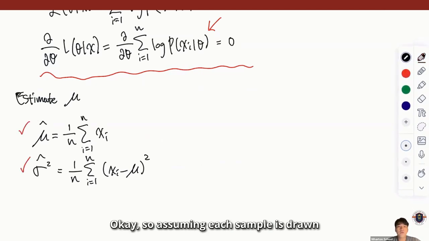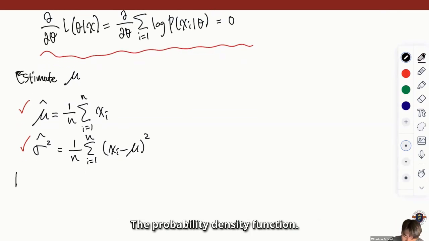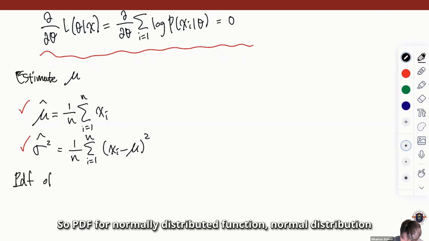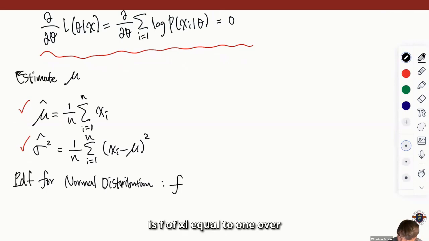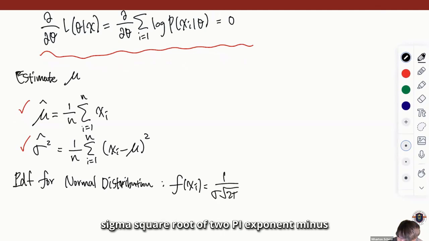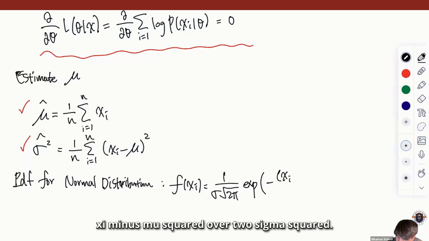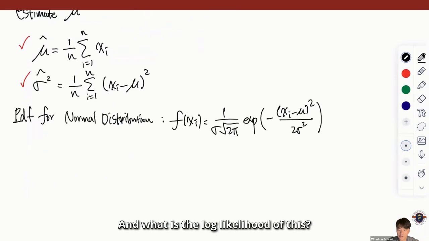Okay, so assuming each sample is drawn from a normal distribution, what is our probability density function for each sample? The probability density function, so PDF, for a normal distribution is f of xi equal to 1 over sigma square root of 2 pi, exponent minus xi minus mu squared over 2 sigma squared. And what is the log likelihood of this?